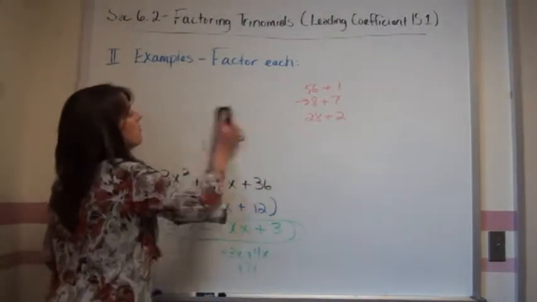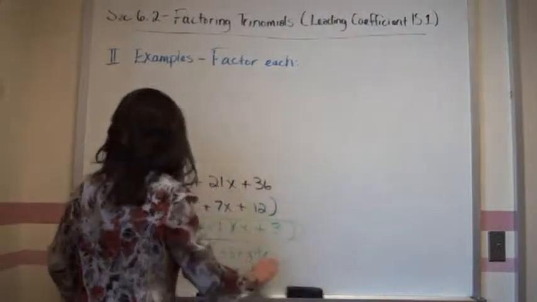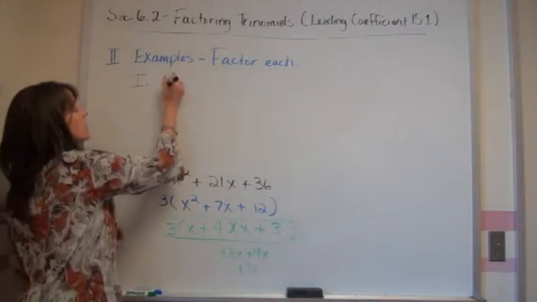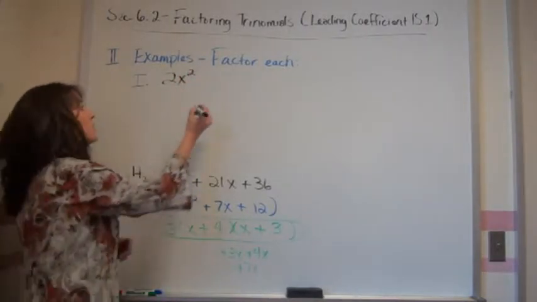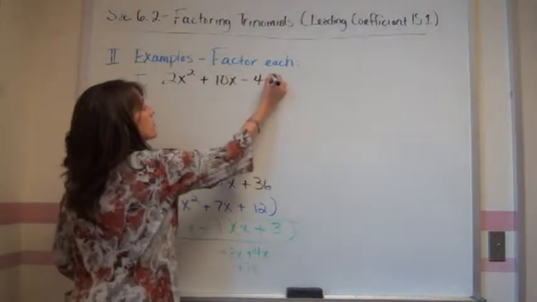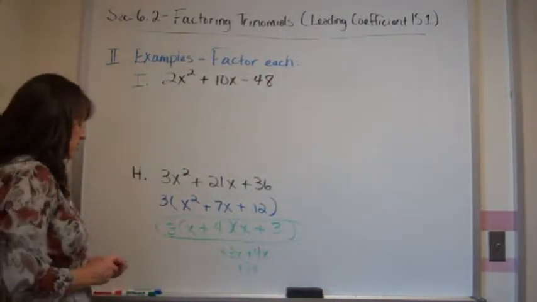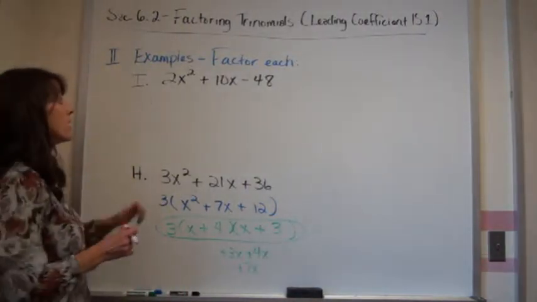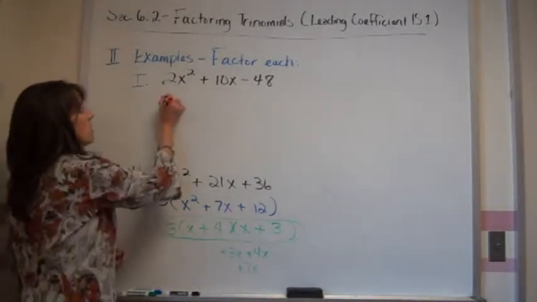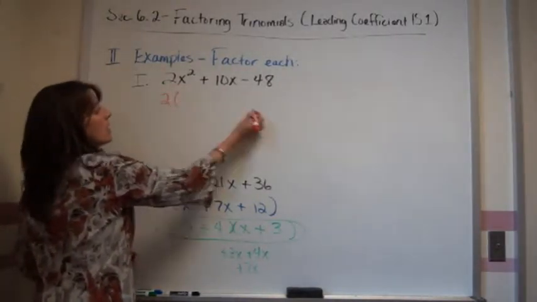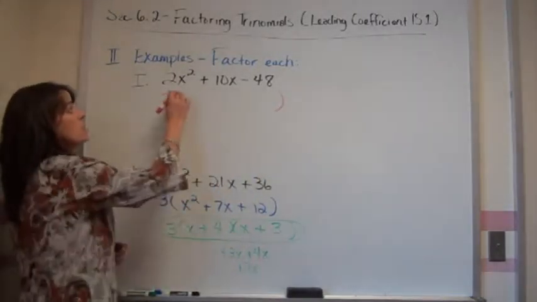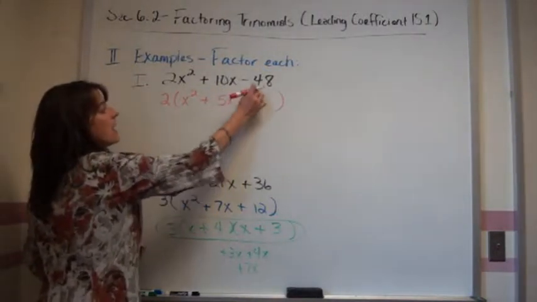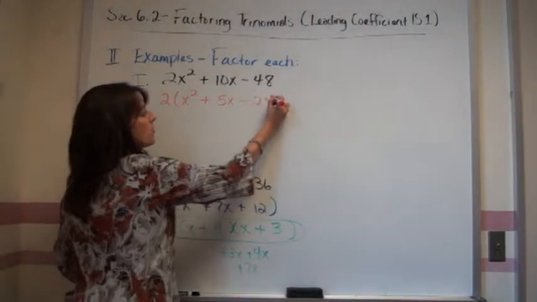All right, let's practice just a couple more of these, and then that will wrap up this section. Let's try a 2x squared plus a 10x minus a 48. Once again, look to see, is there something common that you can divide out of every single term before you do anything else? I do notice that with that 2, the 10, and the 48, they're all divisible by 2. So I'm going to divide that common 2 out and write down inside the parentheses what's left when I do that. 2 divided out of the first term gives me x squared. 2 divided out of the 10x gives me 5x. And negative 48 divided by 2 will give me a negative 24.